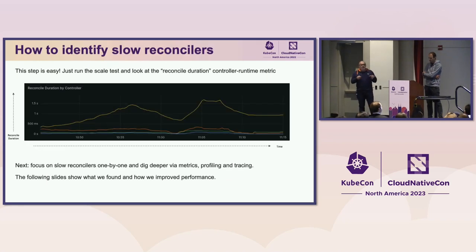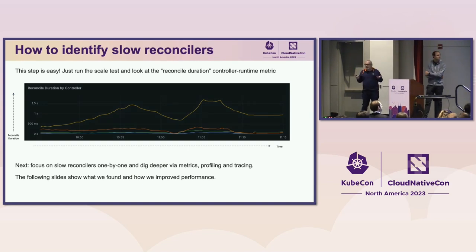Okay, good. So as soon as we get rid of the noise, the next step is, let's find the first bottleneck, the first reconciler that we have to work on. And this was pretty easy, because without noise, you simply look at the reconcile duration metrics that you get from controller-runtime, and you pick the slowest one. In this case, it is the yellow one that clearly is not performing like the others. The next slide shows how we know which reconciler we have to improve, then how we can actually improve it.